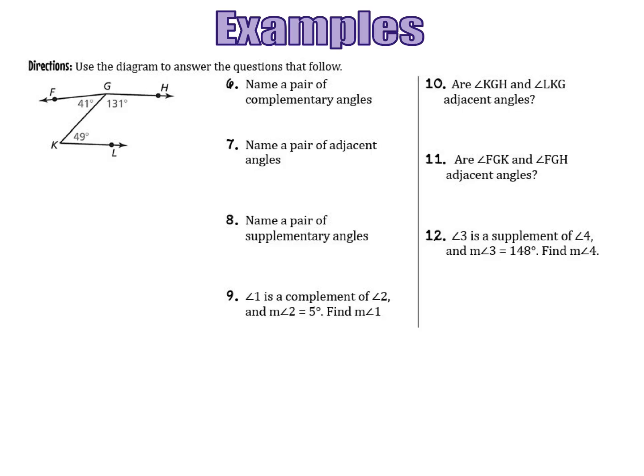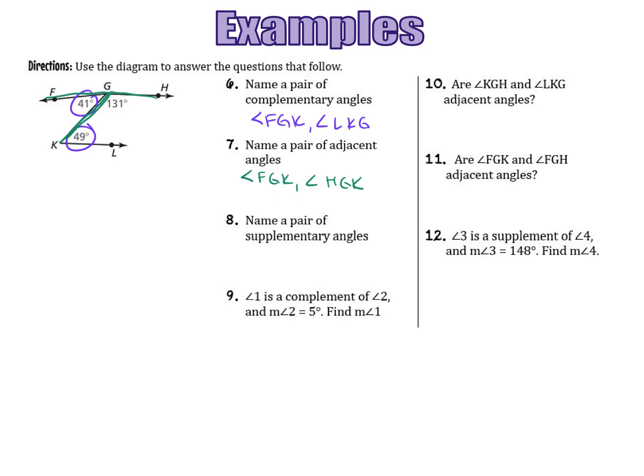All right, first up, complementary angles, two angles that add to be 90 degrees. We can write angle FGK and angle LKG. Those add to be 90 degrees. Name a pair of adjacent angles. So angle FGK and angle HGK share the side GK, and they don't have any points inside that they share. So angle FGK and angle HGK are adjacent angles.